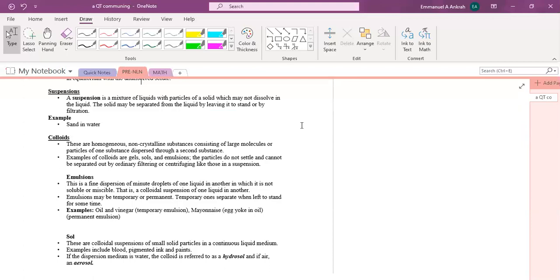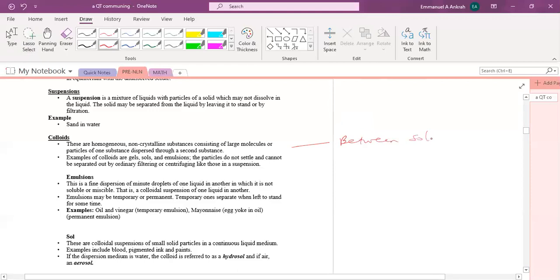Examples of colloids are gels, salts, and emulsions. So these are three examples of colloids. It could be a gel, a salt, or an emulsion. Now the particles do not settle and cannot be separated out by ordinary filtration or centrifuging, like those in a suspension. So colloids are in between suspensions and true solutions, somewhere between solution and suspension.